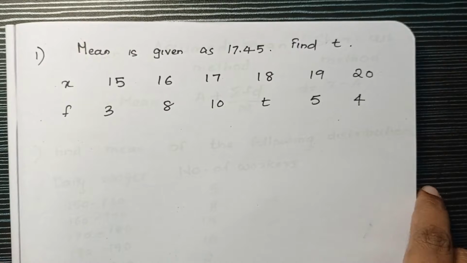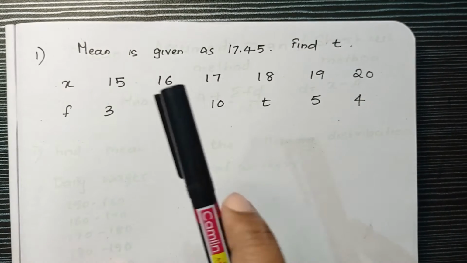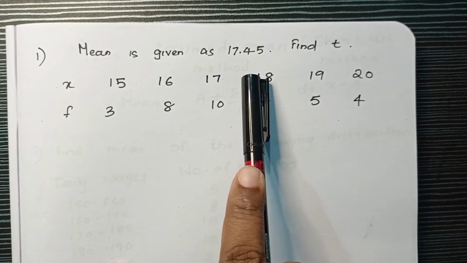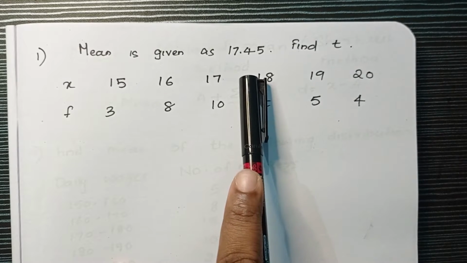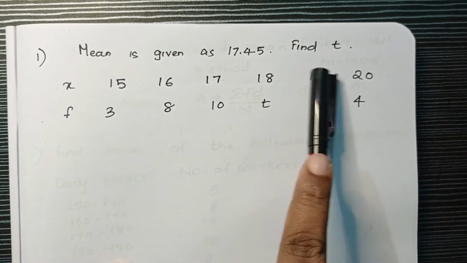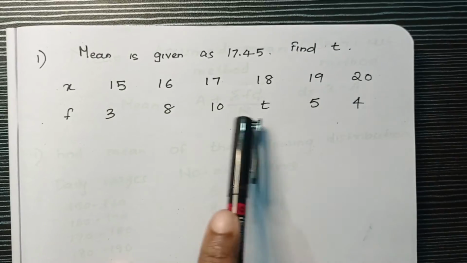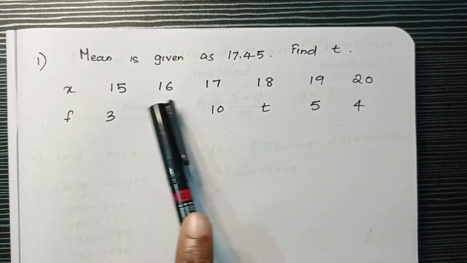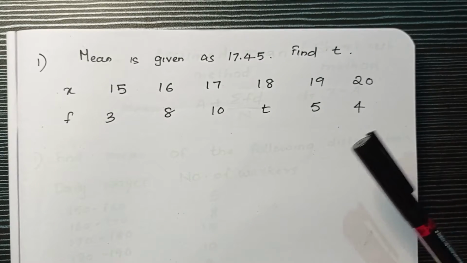So here I've given a very simple problem. The only difference is that here the mean is already given in the question. The mean is given as 17.45 and you have to find t. T is one of the frequencies. So x is given as 15, 16, 17, 18, 19, 20.